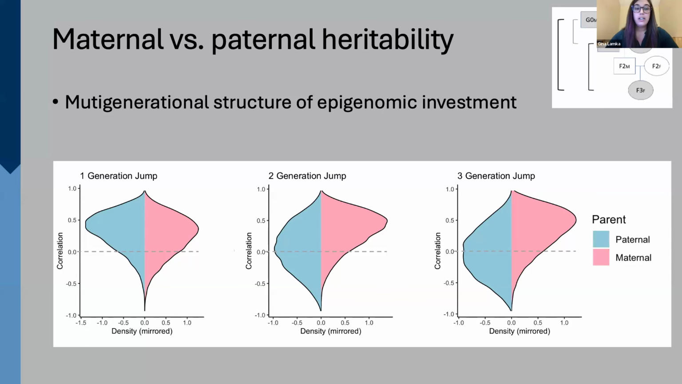So in that first generation, we're seeing that both the maternal and the paternal are really influencing those high correlations, but that paternal line is driving most of those higher correlations. By that second generation, the paternal line is decreasing in those correlations, while that maternal line is driving a lot of those differences. And then by that third generation, we're seeing essentially a normal bell-shaped curve centered around a correlation of 0 in that paternal line, with that maternal line driving a lot of those differences. So that allows us to depict the multi-generational structure of epigenetic investment in offspring in a wild population.